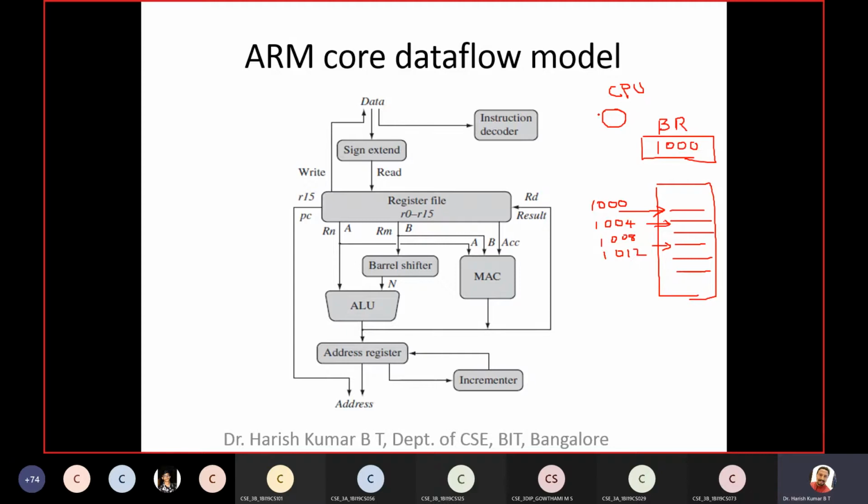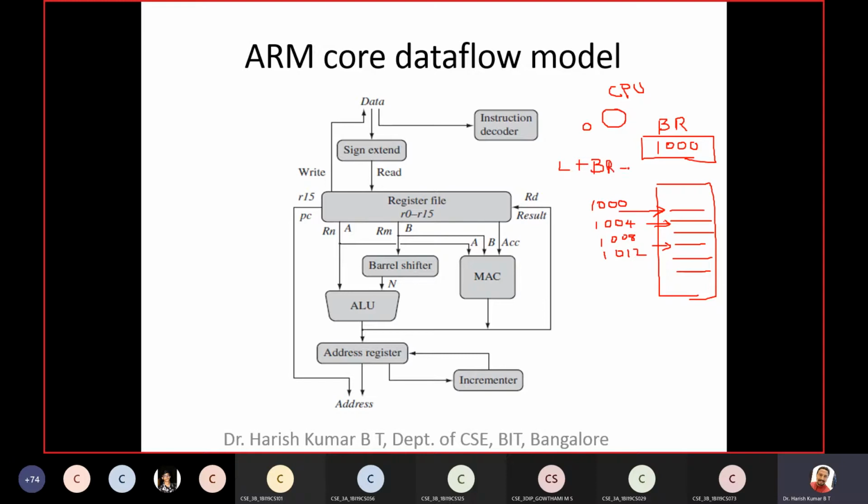Now, what does this CPU generate? When it wants to access the first instruction, it generates the logical address. Because the CPU knows the size of each instruction is 4 bytes, it generates the logical address 0. And this 0 is added with the content of the base register. So 0 plus 1000 is how much? 1000. That is, logical address plus BR.